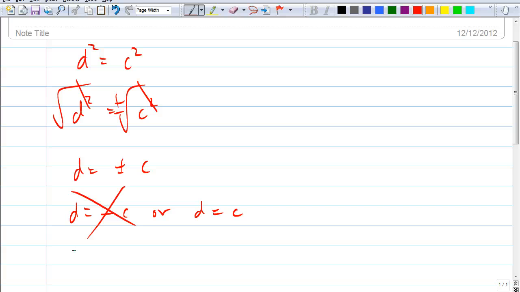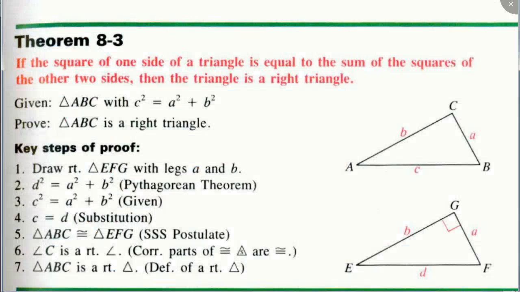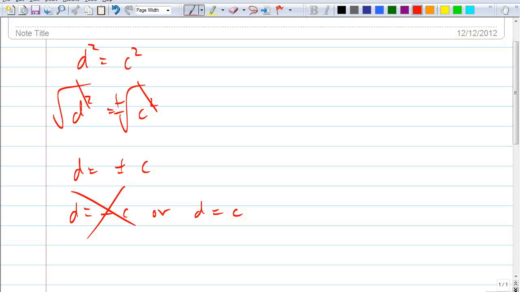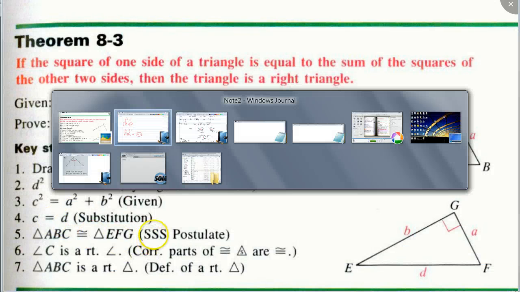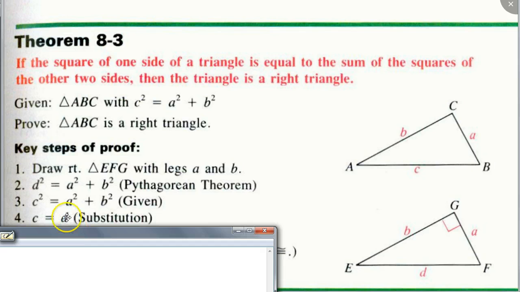Oh, because a side can't have negative. Yeah, these are all sides, aren't they? So sides can't be negative. So D must equal C. That's how they got right here. D equals C. Is that okay? Yeah. Are we good with that?